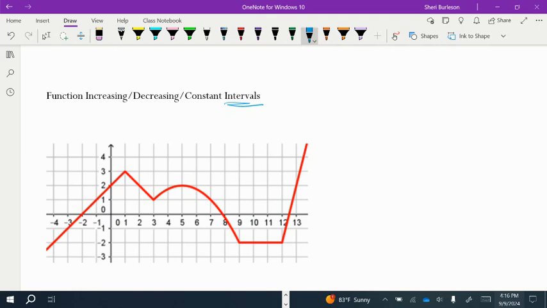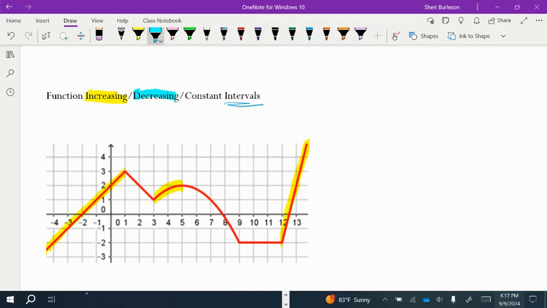A function is increasing when, as I move from left to right, we see that it is going up. So that function is increasing there. The next place the function is increasing is in this section right here, because it is again moving up the page as I go from left to right. And then the last place the function is increasing is here at the end. Increasing means as my X values get bigger, my Y values get bigger.